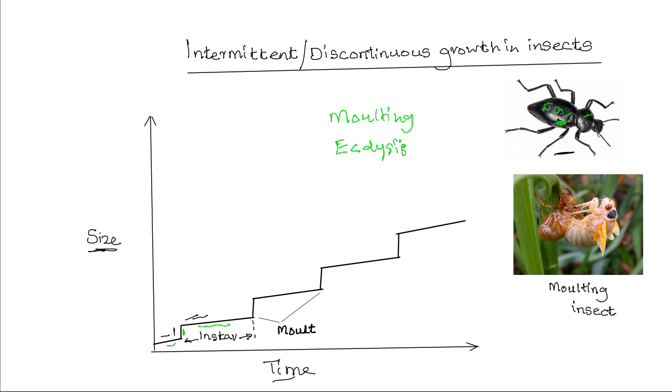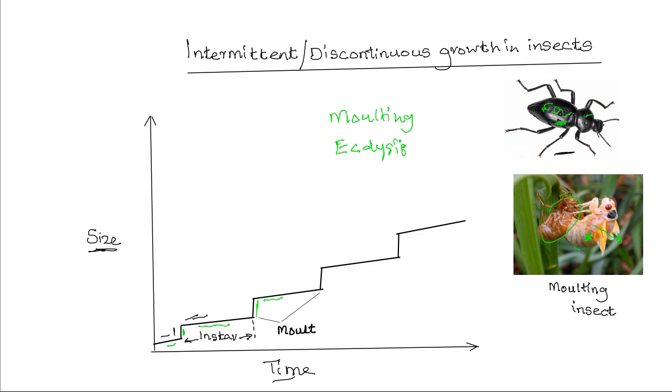So in order for growth to take place, here you can see in this photograph, the insect is clambering out of its old exoskeleton. And before this new exoskeleton has hardened, it expands rapidly. So this is why you have this steep portion. And then once the exoskeleton has hardened, there's very little growth that can take place. So the curve is almost flat.